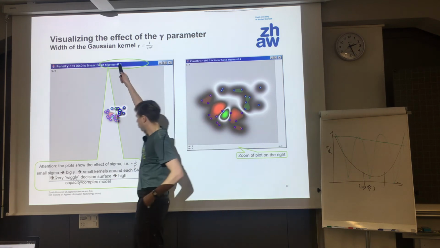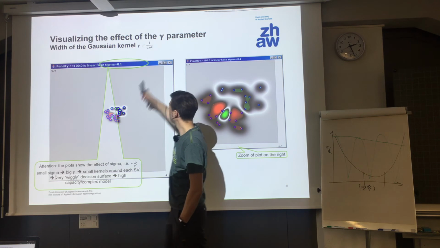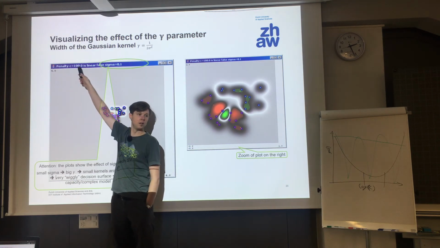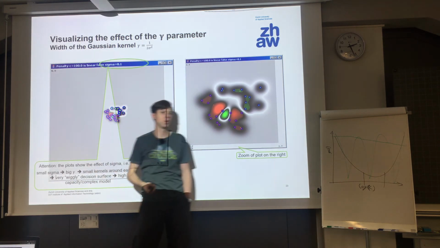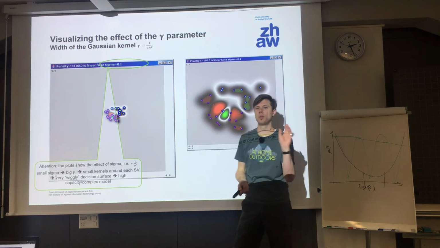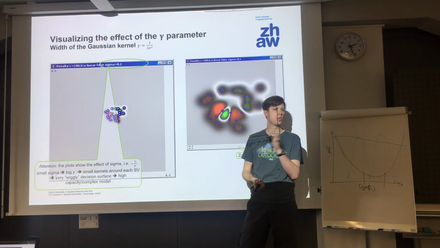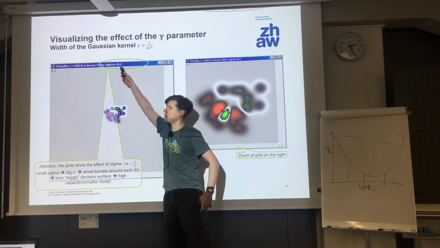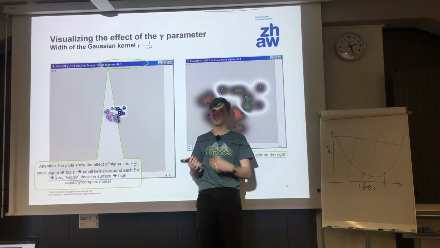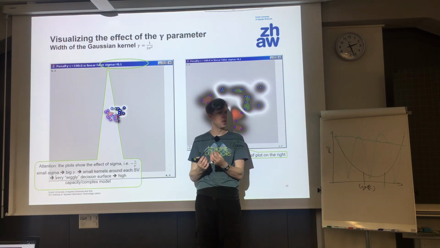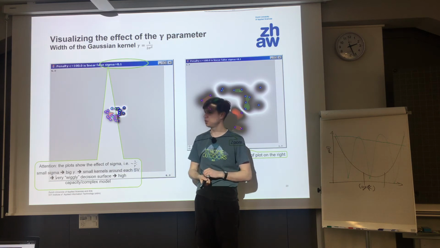We start with quite a small sigma and a reasonably high C value. So at the moment we assume the C is fine here, and we want to vary the sigma. And as you will see, the sigma somehow corresponds to how nonlinear the decision surface is.